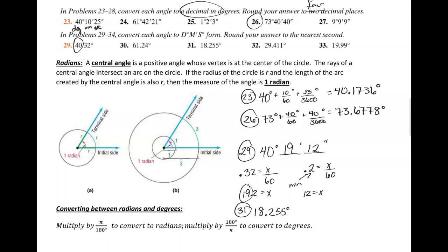So hopefully you had a chance between the last video and this one to try number 31. So let's work through it together. We are trying to convert that decimal into degrees, minutes, and seconds. The whole number is going to give us the number of degrees. We have 18 whole degrees.